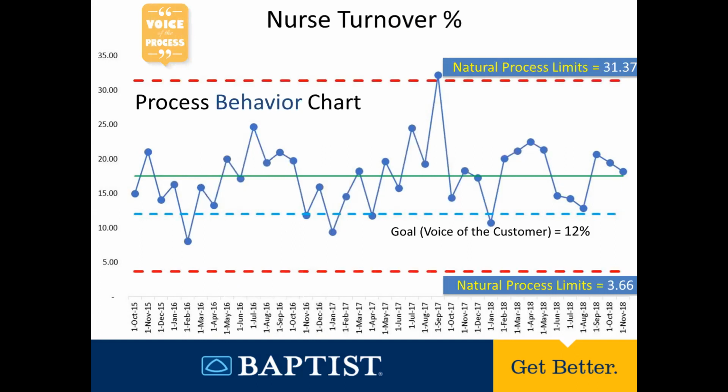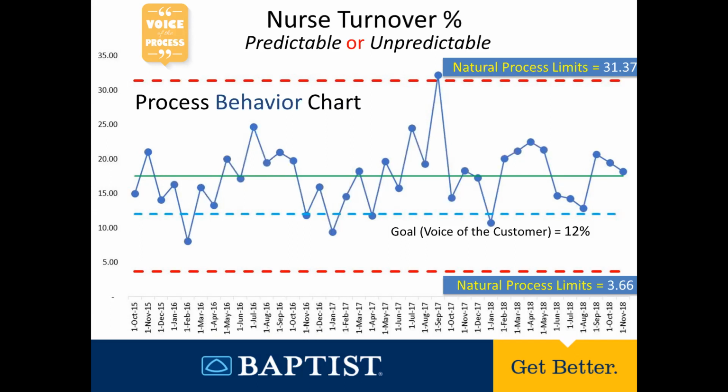If we calculate these natural process limits, those red dashed lines, on both sides of the average of this run chart, we have created what is known as the process behavior chart, which is the voice of the process. The process behavior chart allows you to differentiate between routine, normal variation and exceptional variation. It allows you to characterize the behavior of your process as either being predictable or unpredictable.